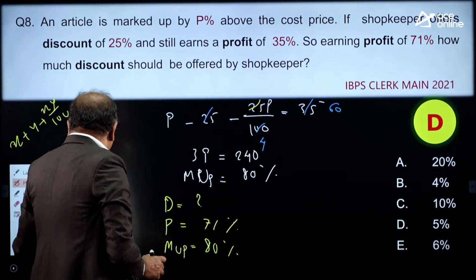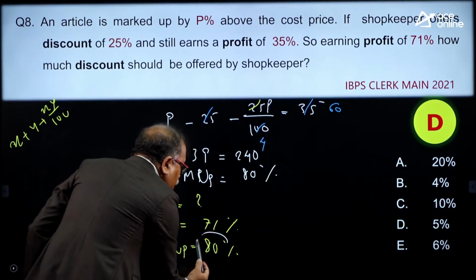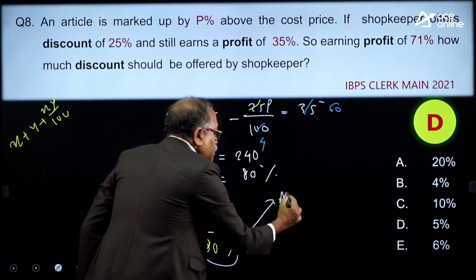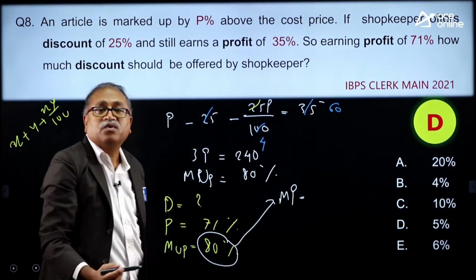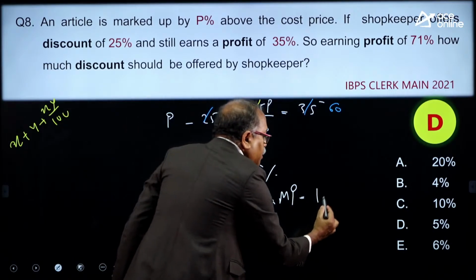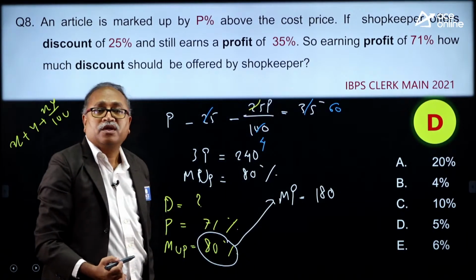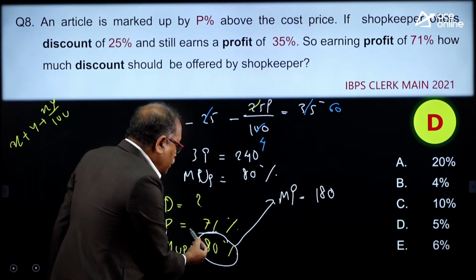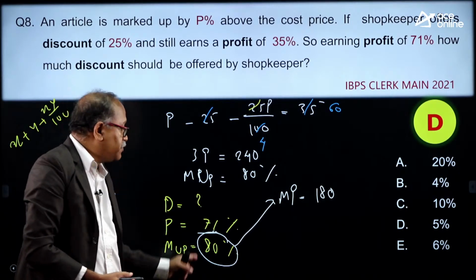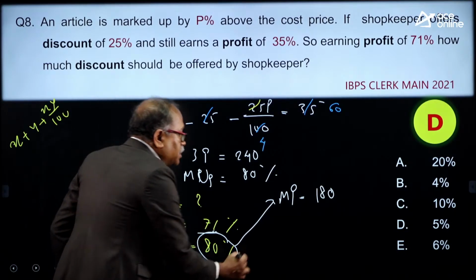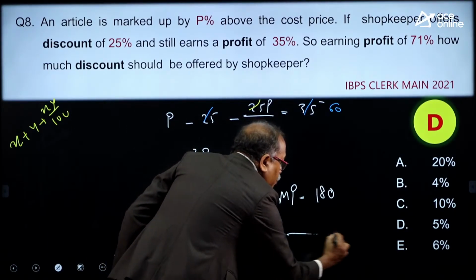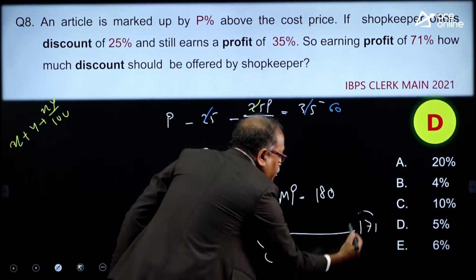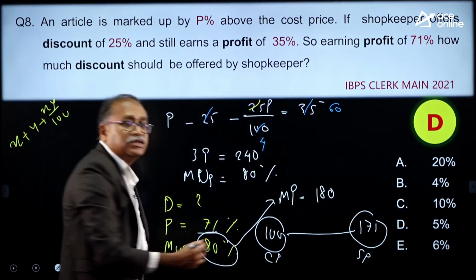How is it? Look at this one. If the markup is 80%, then what is your mark price? The mark price is 180. Now, look at this one. You need a profit of 71%. That means, if the CP is 100, your SP should be 171. If this is CP, this should be SP, then only you will be getting 71% profit.